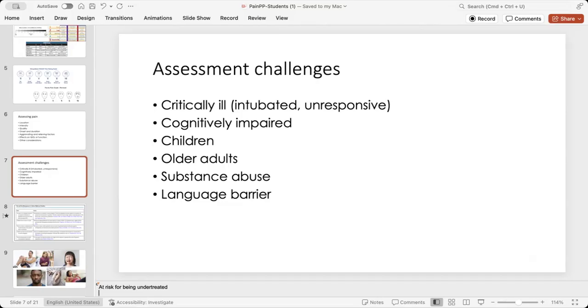And then obviously a language barrier. If we have a client who speaks a different language, or a provider, we can also have some challenges there. So what would we do for a language barrier? Interpreter. A language line and interpreter.